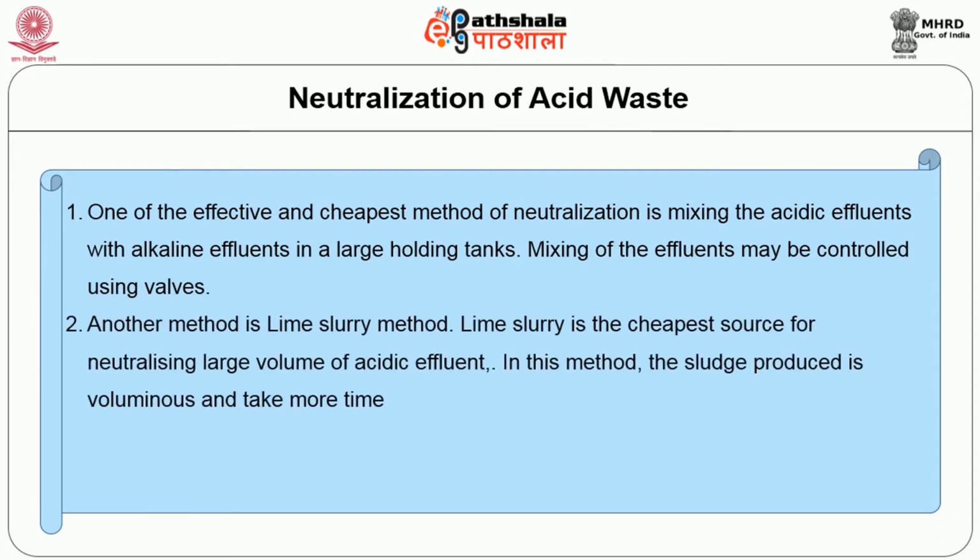Another method is the lime slurry method. Lime slurry is the cheapest source for neutralizing large volumes of acidic effluent. In this method, the sludge is produced in voluminous amounts and takes more time.